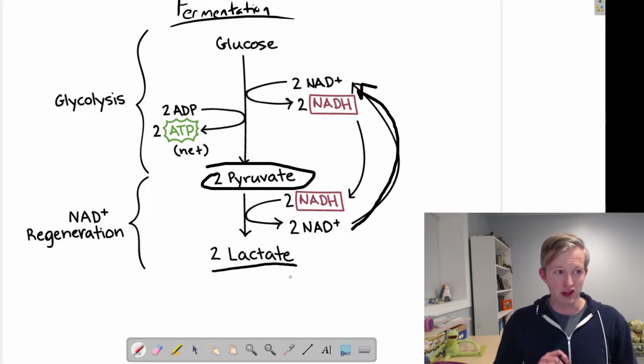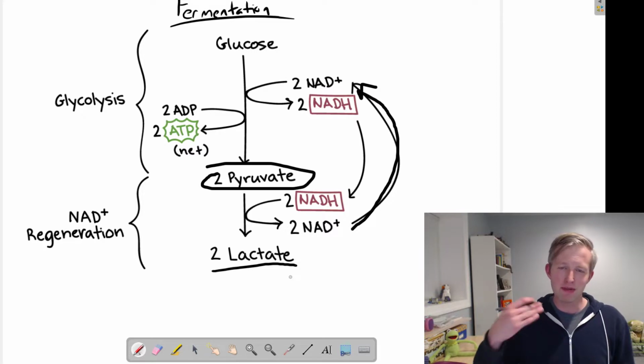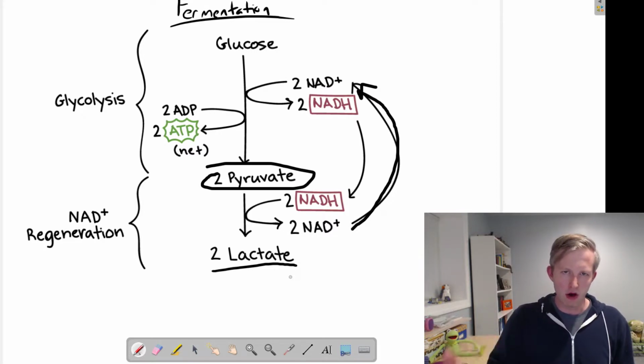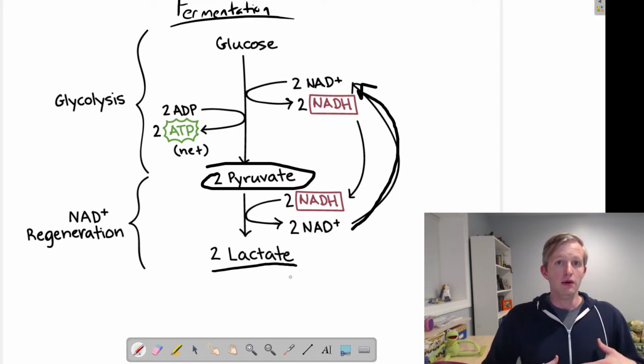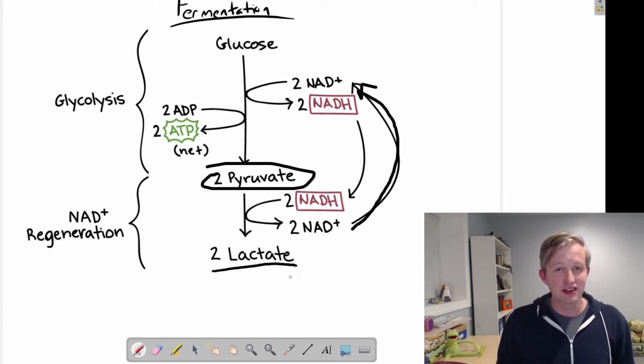Probably not good for super long durations, but it's a pretty good indicator of when you've found what your limit is in terms of physical activity. So the process of fermentation is all about keeping things going, keeping things limping along as long as possible in the absence of oxygen. Obviously, as we all know, if you go too long without oxygen, you hold your breath, or whatever, that's going to get pretty bad pretty quickly. So fermentation can't replace respiration, but it can at least provide a little bit of an extra bump.